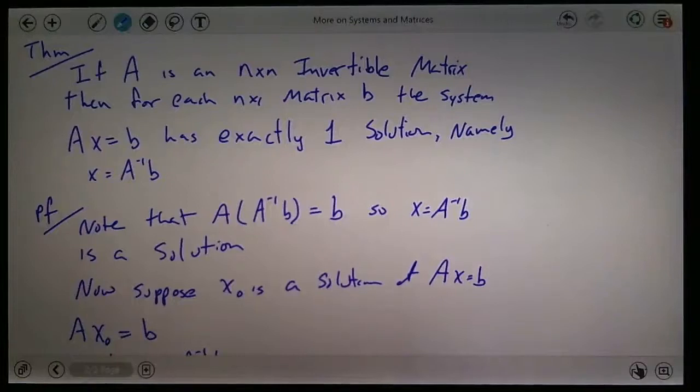So here's some more on linear systems and invertible matrices. Most of this I already have written down, because I've already made the video once, only to find out that it stopped recording after 50 seconds.